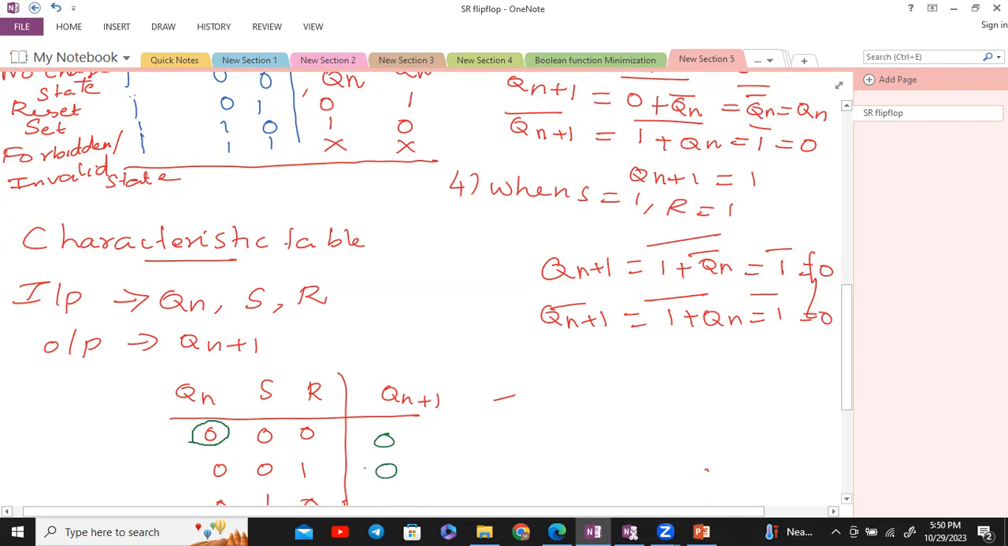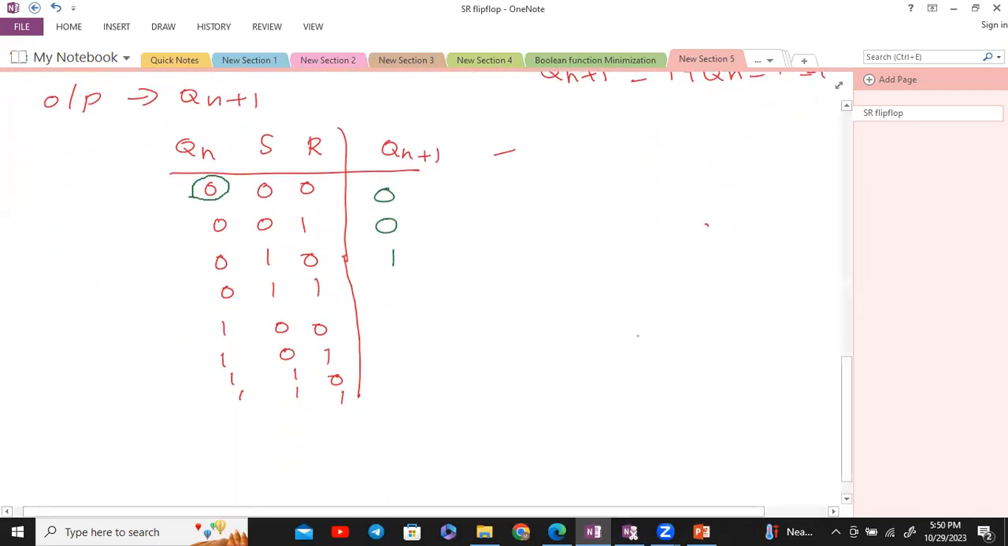Then comes 1, 0. What is your output? It is nothing but a set state. Your next state is 1. Okay. Now come to the 1, 1. We don't have any output, so it is the don't care state. Now come to the 0, 0.